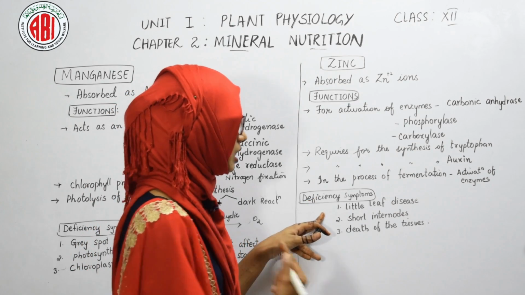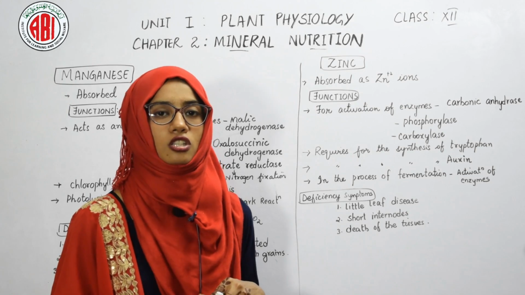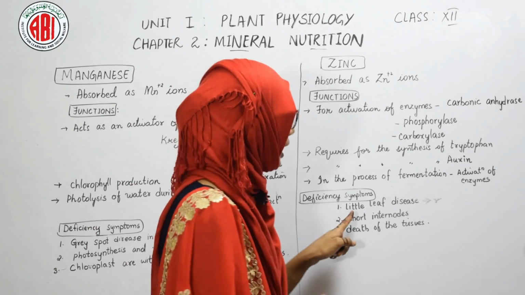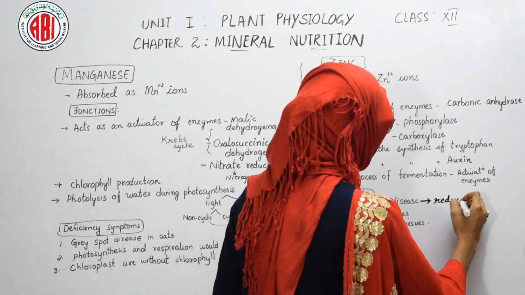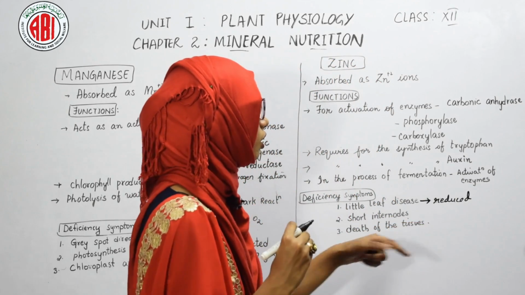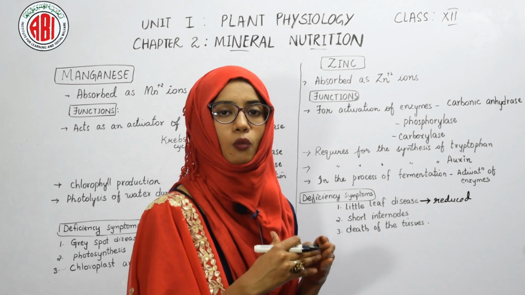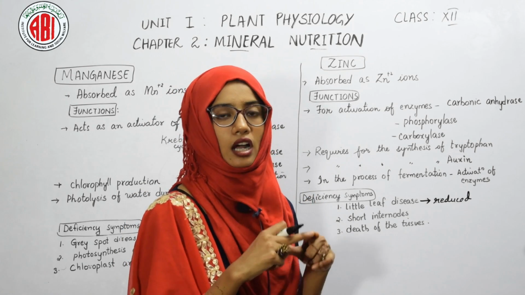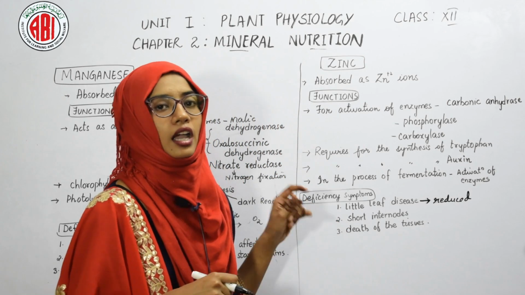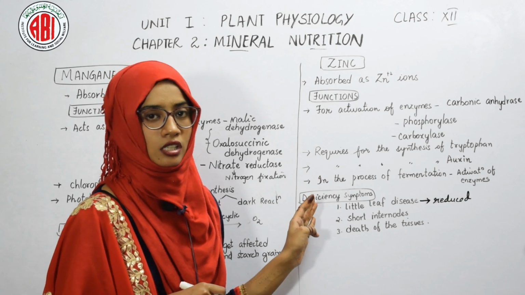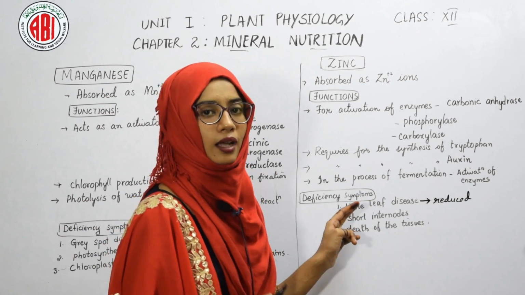One disease named little leaf disease can be seen due to the deficiency of zinc in the plants. As the name tells, the size of the leaf is reduced, and due to the reduction of the size of the leaf, the rate of photosynthesis will be lowered, because the leaves are the sites where the photosynthesis process can take place, and the result of photosynthesis is the synthesis of carbohydrates.